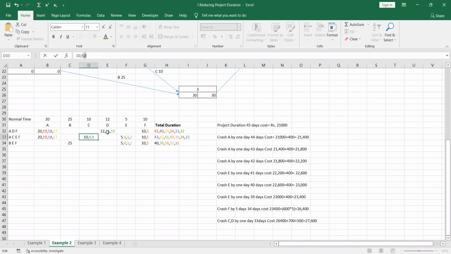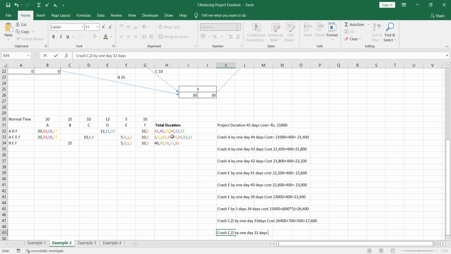D here, right? So I have reduced the D activity by 1 day. So it is 32. Reduce C activity by 1 day, it should also be 32. So can you tell me after crashing, crash C, D by 1 day, what value are you getting? 32. 32 days, right? 32 days.